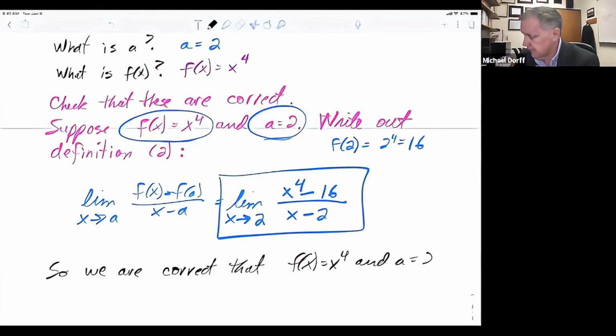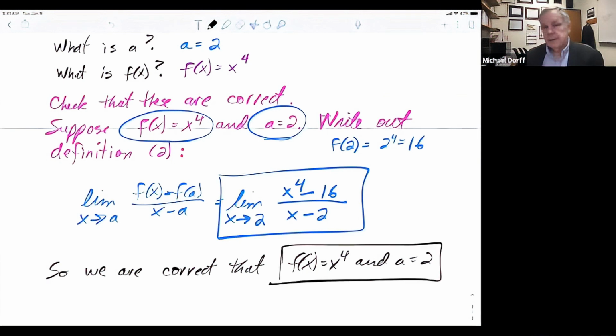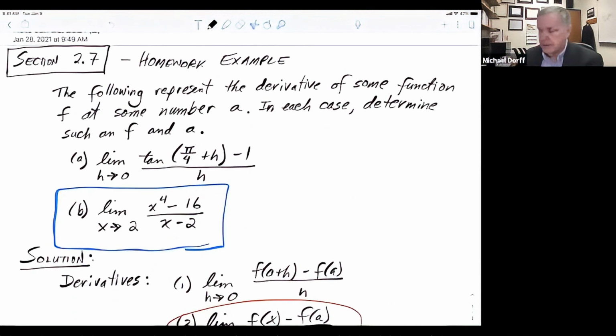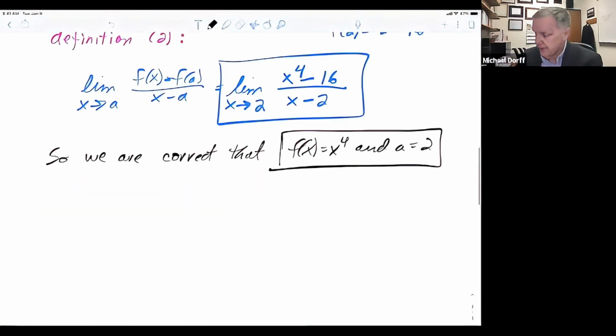So we are correct that f of x equals x to the fourth and a equals 2, because when we plug them into this definition, we get the exact same thing that is given in the very original part of the problem. What's in the blue box here on the screen matches the blue box given in the original statement of the problem. So that was part B.